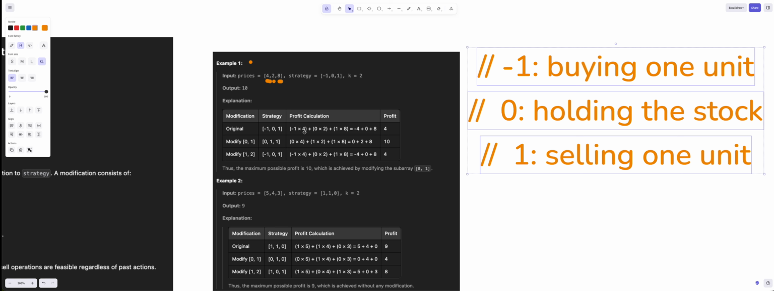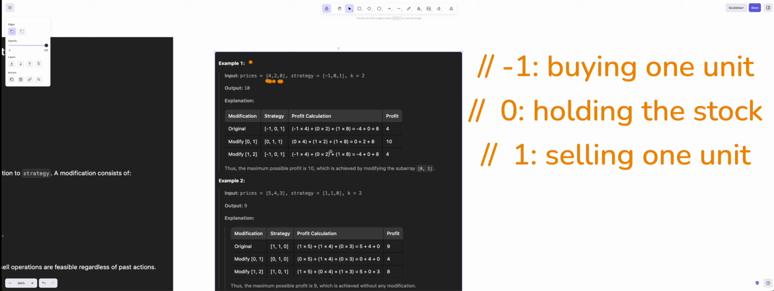0, which means holding the stock. So we don't do anything, just 0 multiplied by 2. And then that strategy is selling 1 unit, so 8 into 1 is 8. So the total will be 4 minus 4 is 0, and 8 will be 8. Well, that makes sense. What about modifying the 0 and 1?